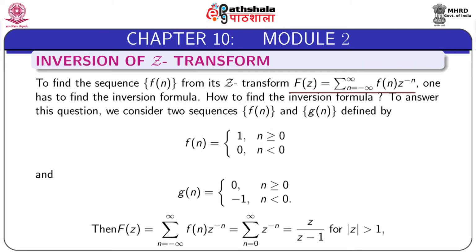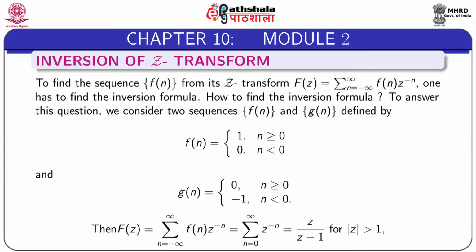given by capital Fz equal to summation n equal to minus infinity to plus infinity Fn z to the power minus n, one has to find the inversion formula. Now the question is how to find the inversion formula. To answer this question, we consider two sequences Fn and Gn, which are defined by Fn equal to 1 for n greater than equal to 0 and 0 for n less than 0, and Gn is defined by Gn equal to 0 for n greater than equal to 0 and minus 1 for n less than 0.